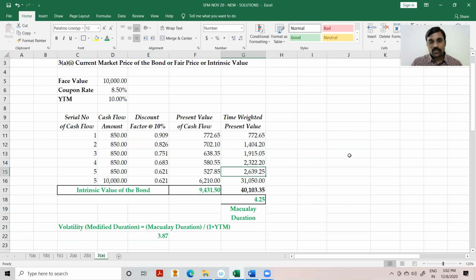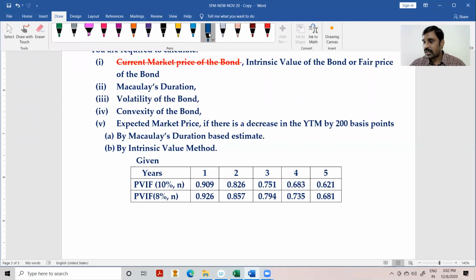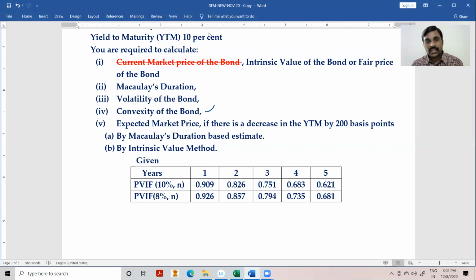Next, the fourth point is convexity. Convexity of the bond. There is a formula for calculating the convexity of the bond, but the above table is very much sufficient to calculate it. After calculating it, in the fifth point I'll show you what the drawback of duration is and how convexity is better than duration. That I'll show you later. First, let me calculate the convexity of the bond.